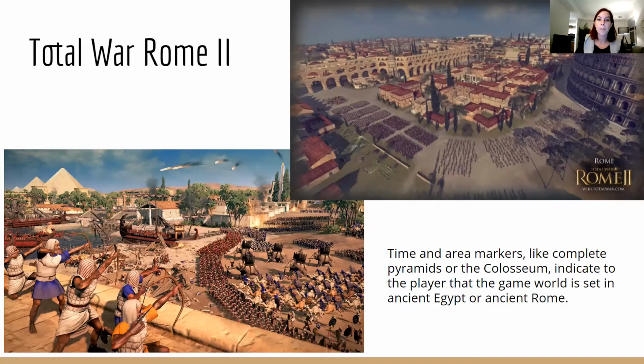Therefore, game developers often and deliberately draw on existing images and stereotypes: the Colosseum for Rome, the pyramids and the camels for Egypt. Whether at the time the Colosseum had been built already or not is not as important as giving the players the easily identifiable hint: we are in ancient Rome. Here is the Colosseum. We must be in ancient Rome.